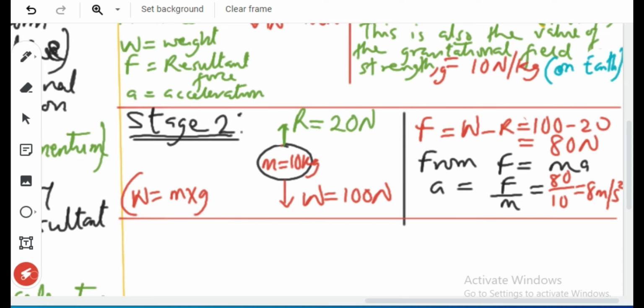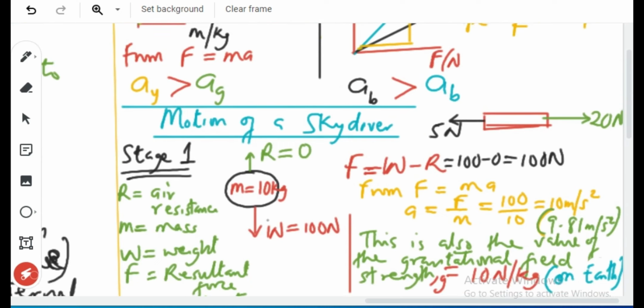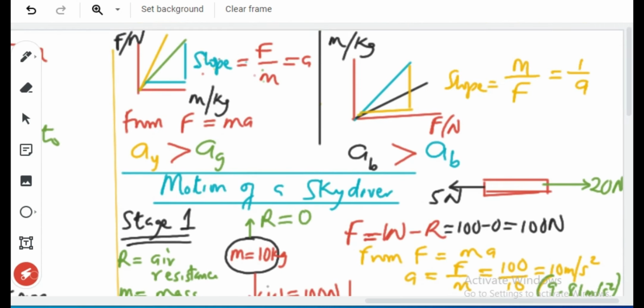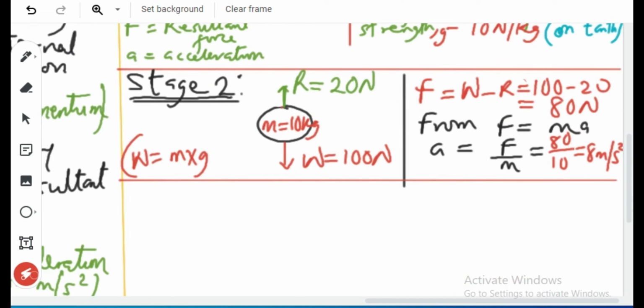Alright, first of all, let's look at it properly. The acceleration has decreased. Why? Because the air resistance increased, and so the resultant force decreased. Remember, the resultant force was initially 100 Newton. From 100 Newton, it decreased to 80. And because the resultant force has decreased, the acceleration also decreased.